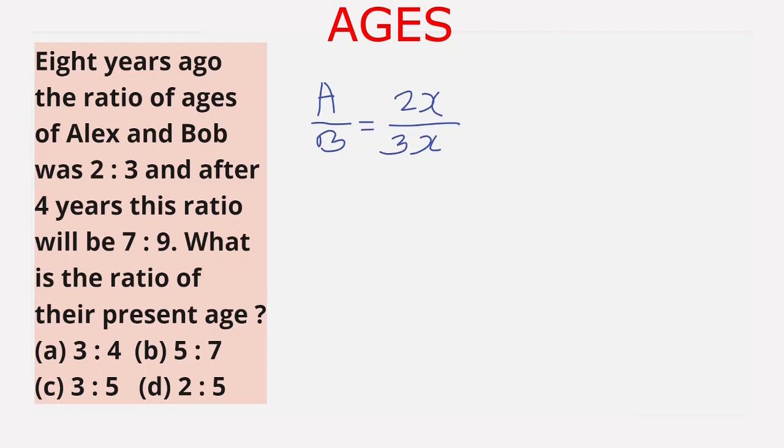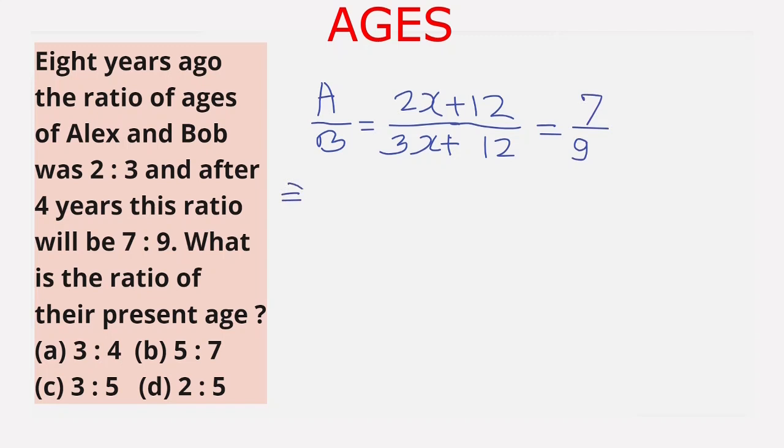So 8 plus 4 is 12. So I add 12 years to both the terms to get 7:9. So I write (2x plus 12) upon (3x plus 12). This becomes 7:9. I hope you have understood this step.